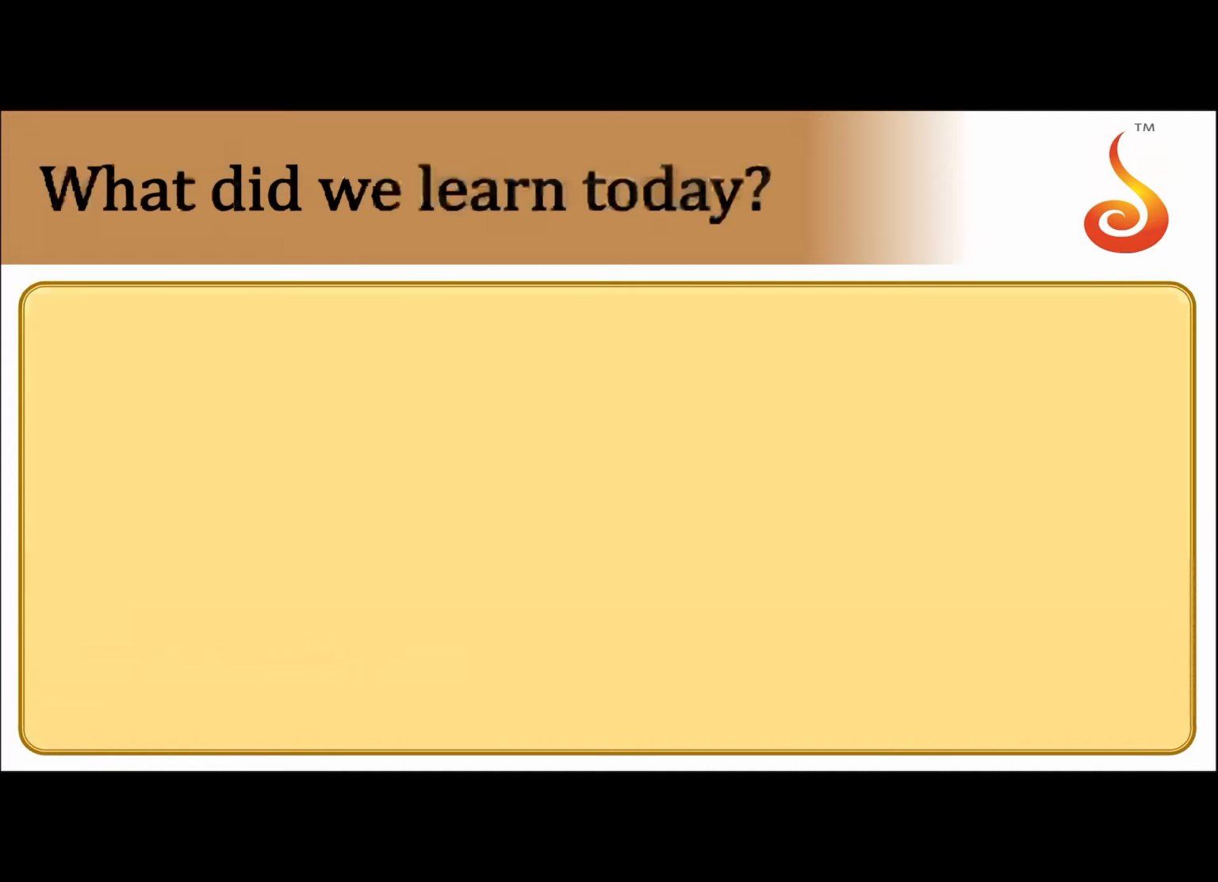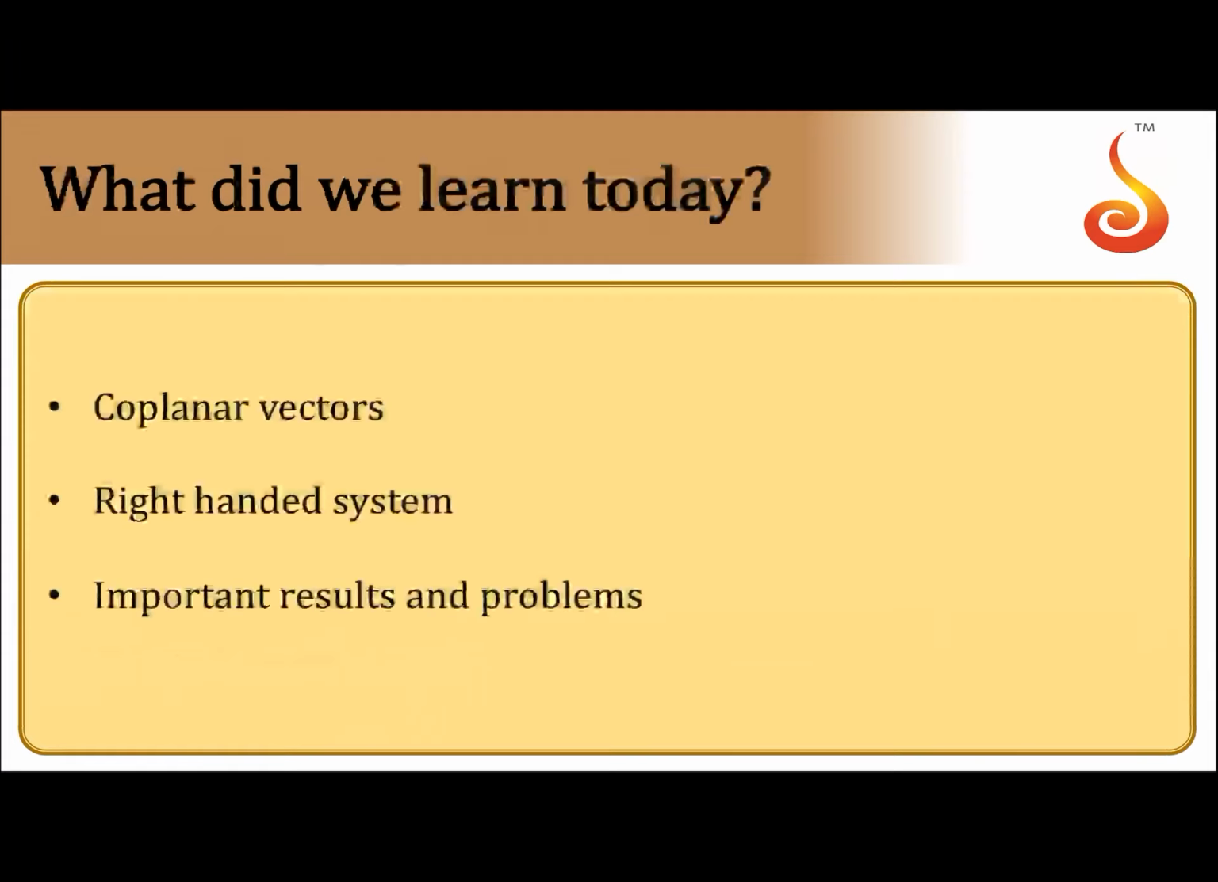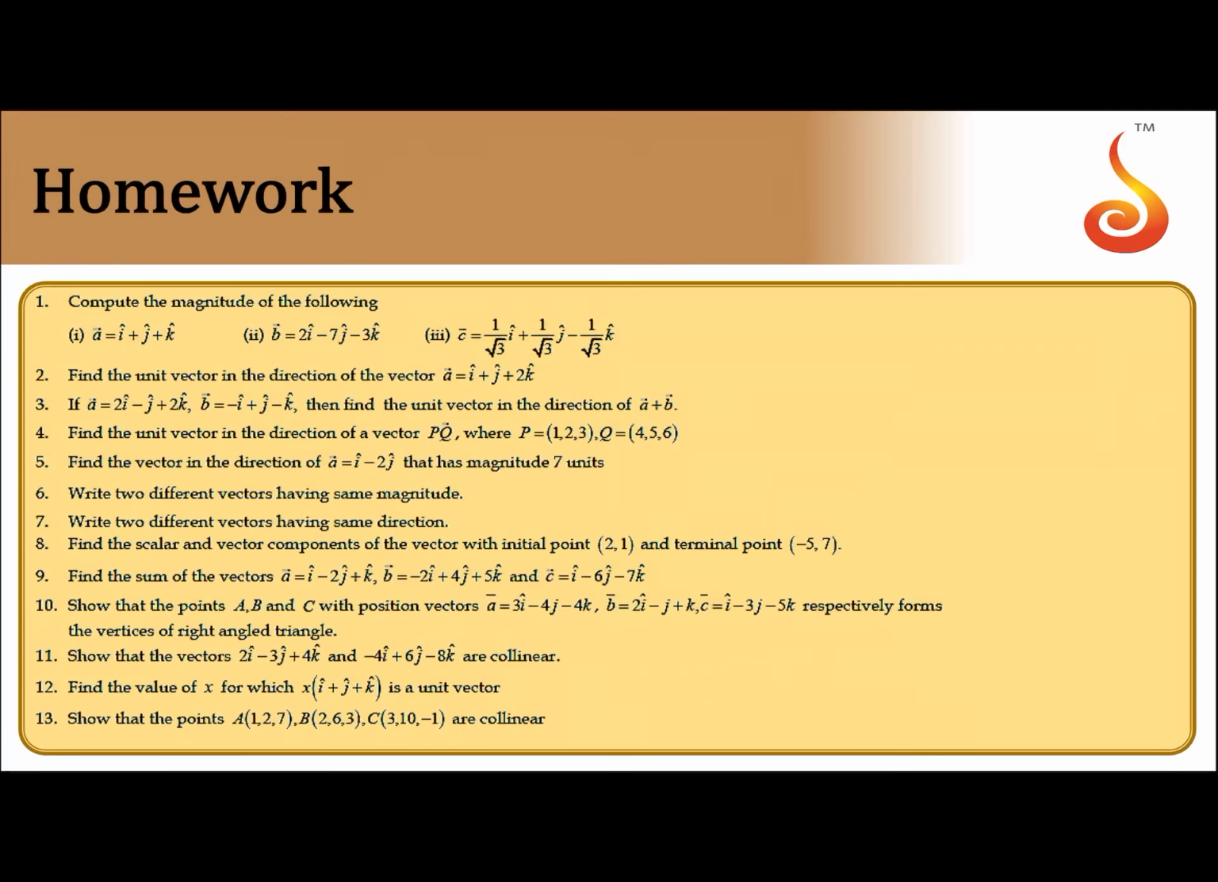So what did we learn today? We had the coplanarity of vectors, a right-handed system, some important results related with the right-handed system, and the problems related to this. Based on this, go through all the concepts once again and try to work out the homework sums given to you, which will be sent to you. You can work them out at leisure, or pause it and work them out. There are 13 sums, they are very easy, and you can see the calculation of the problems easily.